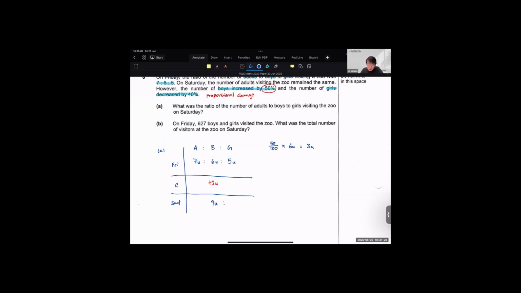What do we know about the girls? The girls decreased by 40%. Again, same thing, you can directly find what is 40% of the girls, which is 40% of 5 units. You realize that is 2 units. And therefore, it's a decrease, not an increase. Please do not do weird things. So you will directly minus 2 units, and therefore this will just directly give you 3 units. And then they tell you that the number of adults remain the same.